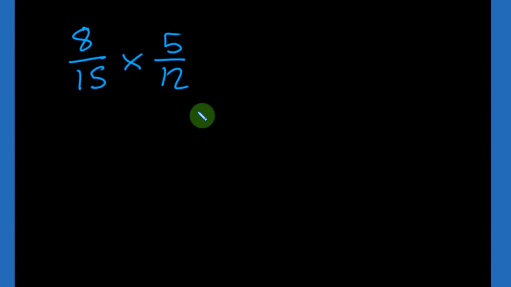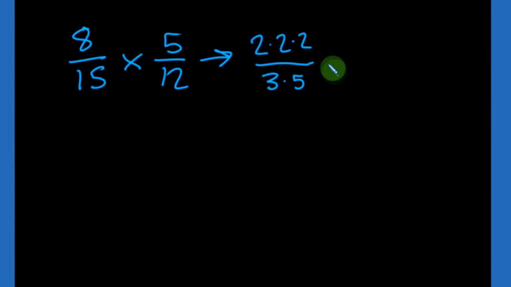Now that involves looking for common factors between any of the numerators with any of the denominators. To check this out, we could break all these components down into their prime factors just to make it more obvious what the prime factors might be. So for 8 we've got 2 times 2 times 2. For 15 we've got 3 times 5. For 5 we've just got 5, and for 12 we've got 3 times 2 times 2.